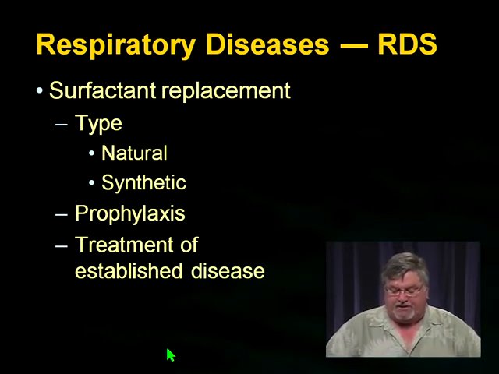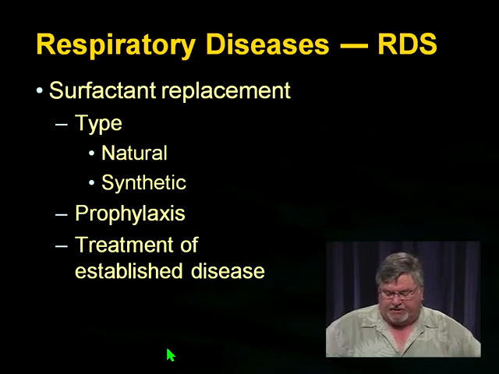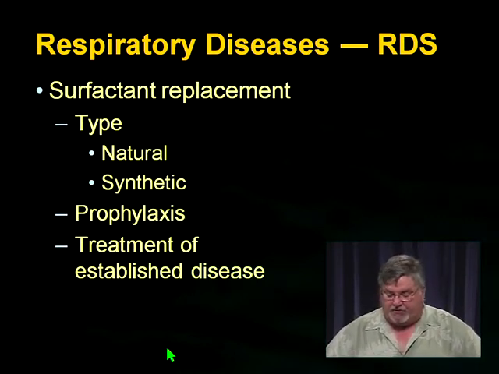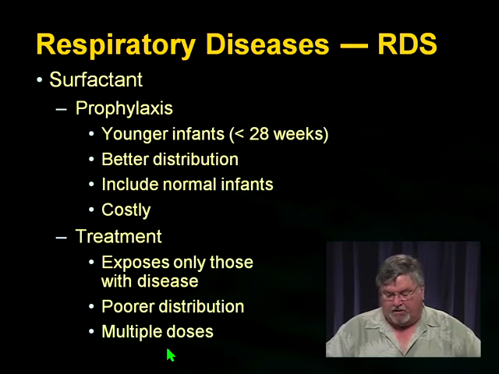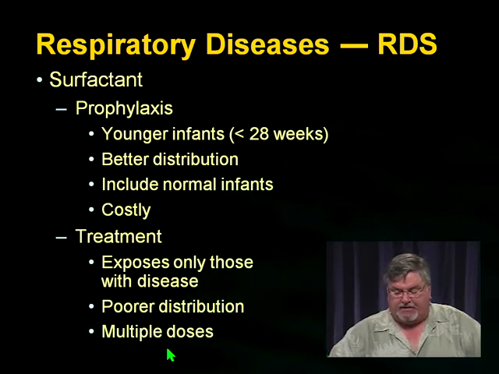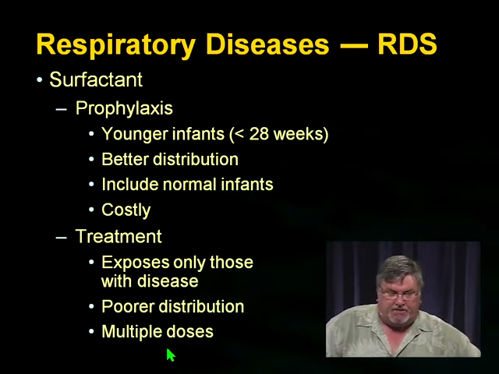Surfactant replacement. These days, nobody uses synthetic surfactant except if you live in San Francisco, where all sorts of crazy stuff happens. So these are all naturally based surfactants from cows or pigs or whatever your animal of choice is. And it's given generally one of 2 ways, prophylactically or for treatment of established disease. That's important to know. Prophylaxis is generally given to infants who are of younger gestational age. Prophylaxis is good because it better distributes inside the lungs.